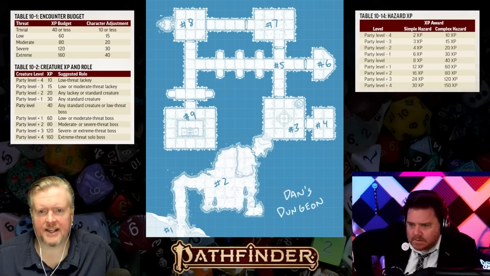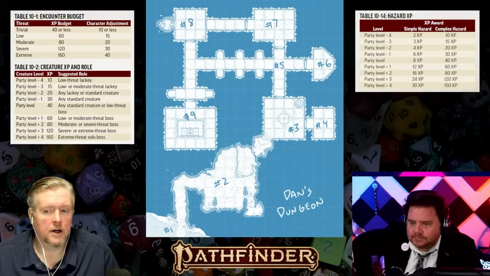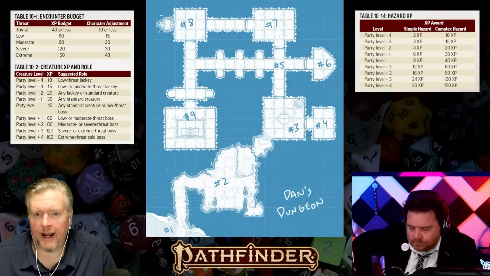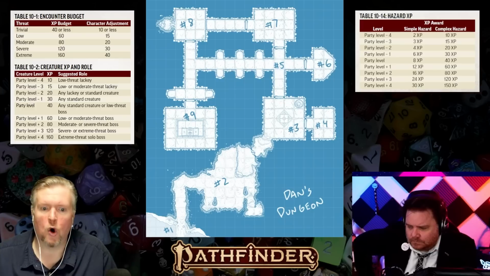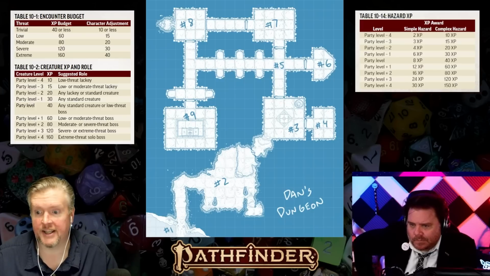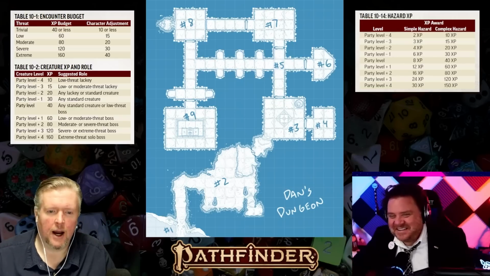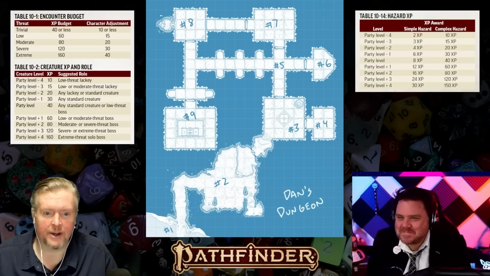8 is a cell, and then 9 is some sort of shrine. Now, I think you probably want to have a fight in 9, and 8 might be a good place to have some sort of role-playing encounter. Maybe there's someone still in the cell who isn't dead, right? That the players could talk to. I mean, yeah, you could do something like that.